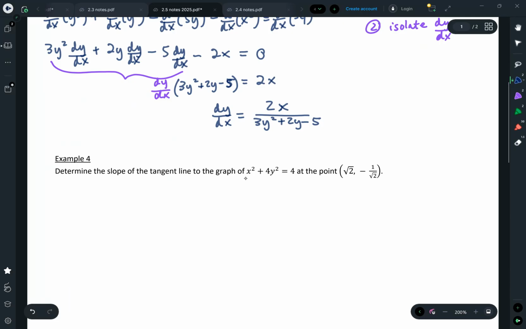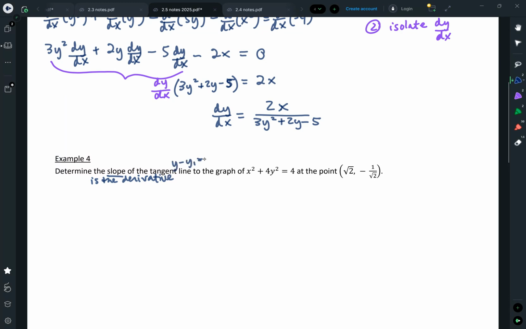So the next one we're looking at is x squared plus 4y squared equals 4. We want to find the slope of the tangent line to the graph. Slope of the tangent line means I just need to take a derivative. My slope is the derivative at a point, right? And then I'm going to write an equation for a line: y minus y1 equals m times (x minus x1).